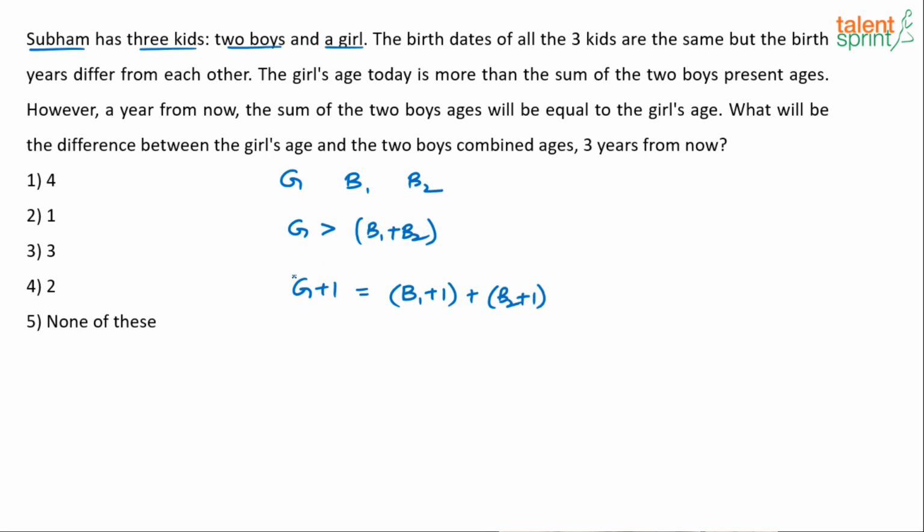After 1 year, the girl's age will be G plus 1. The sum of the two boys' ages, B1 plus 1 and B2 plus 1, will be equal to the girl's age. This is the equation. What will be the difference between the girl's age and the two boys' combined ages 3 years from now?